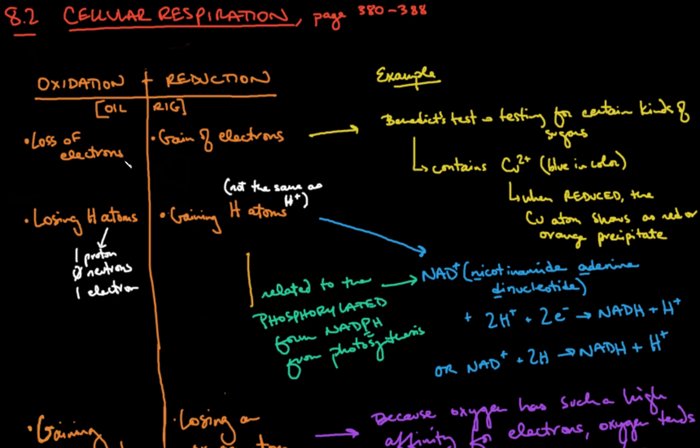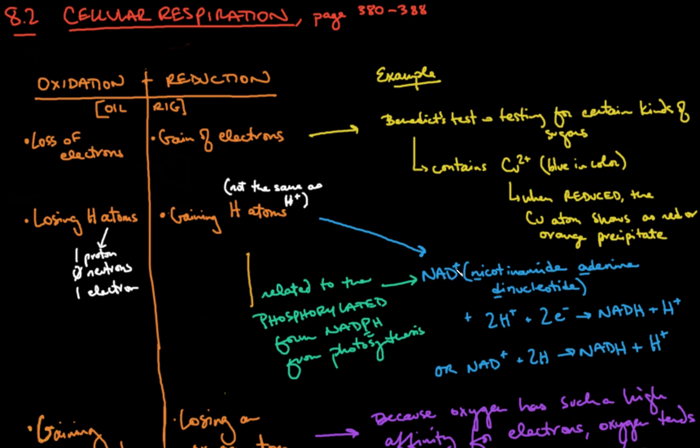So in some ways it's the same process in terms of the electrons, but we don't see it written in terms of electrons. We see it in terms of hydrogen atoms. So when we lose a hydrogen atom, we're also losing an electron. When we gain a hydrogen atom, we're gaining an electron. And so the example here, in this blue section, is with this molecule NAD+, right?